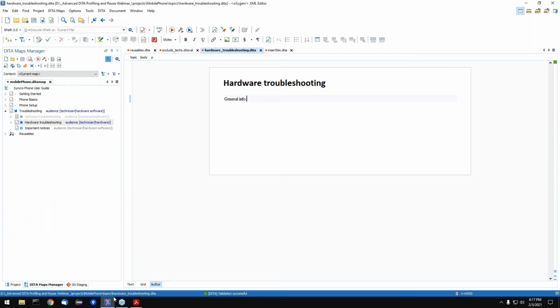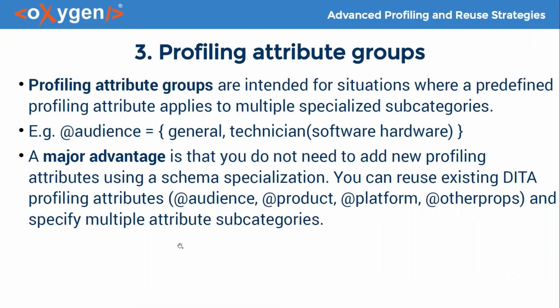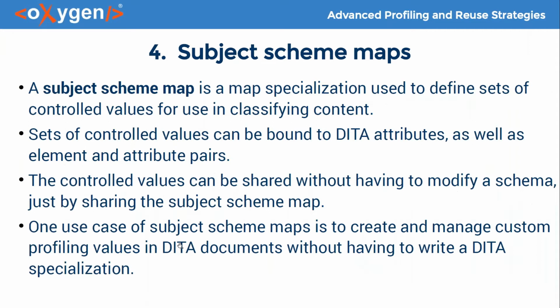Okay, now it's time to go back to our slides and let's talk about a concept that is a bit more advanced. Subject scheme maps. Now, a subject scheme map is a special kind of map which is used to define sets of controlled values instead of topic references and map references. And these controlled values can be bound to data attributes as well as to element and attribute pairs.